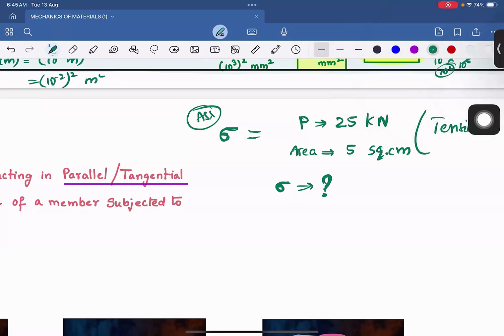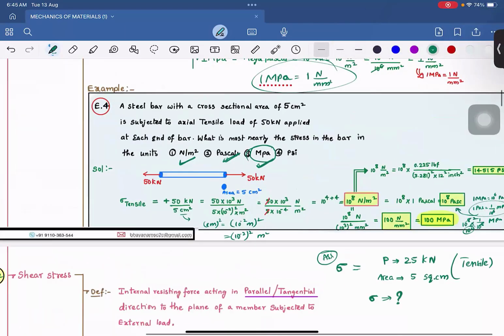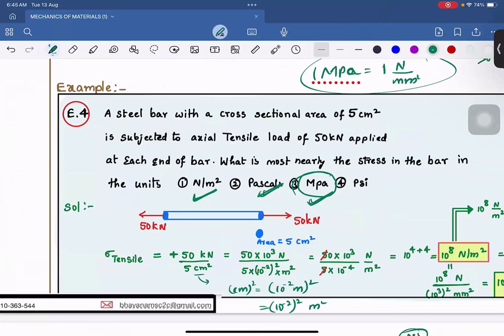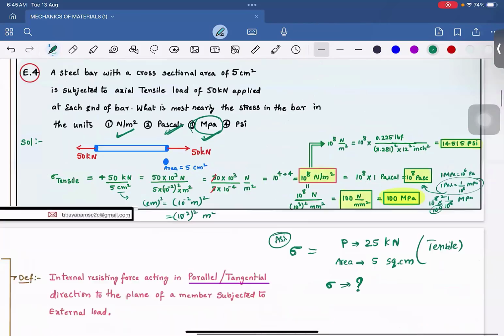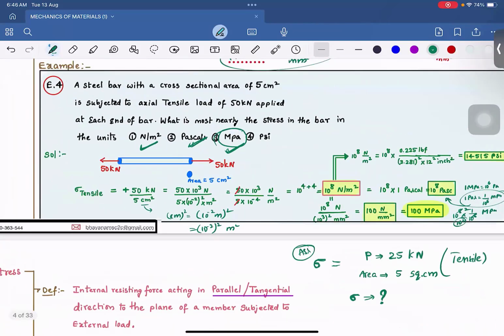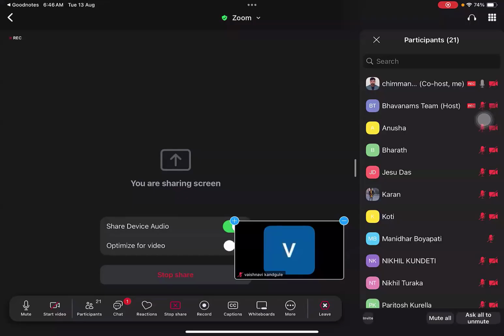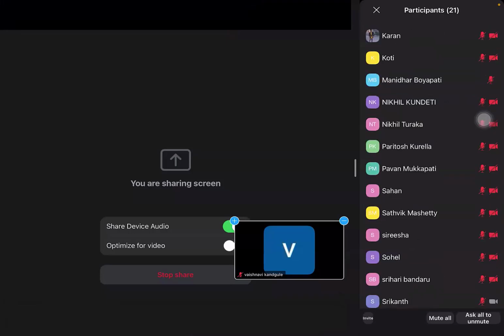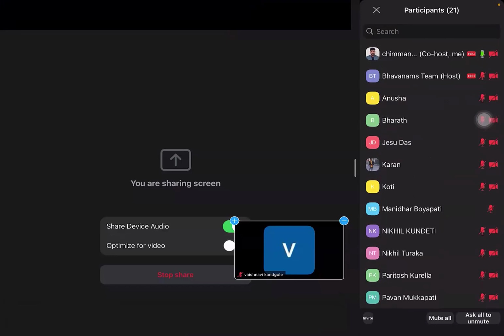It's very simple. I'm opening the example here. Just go through it. I need the answer in pounds per square inch. I'm selecting one person.